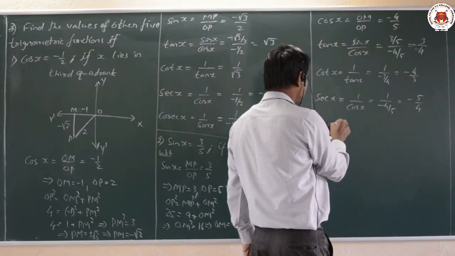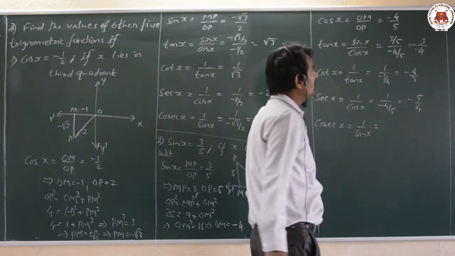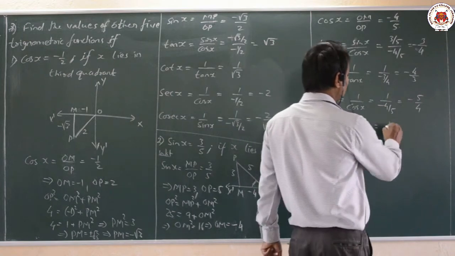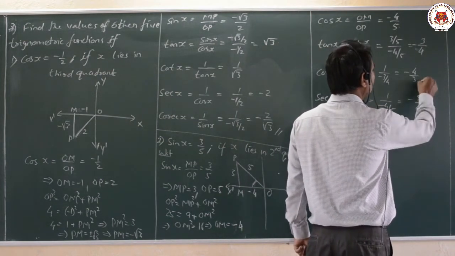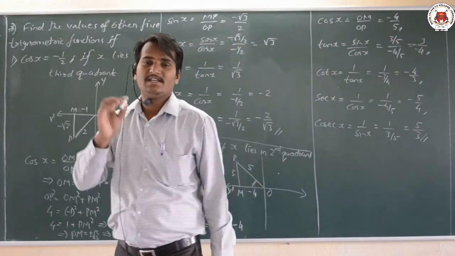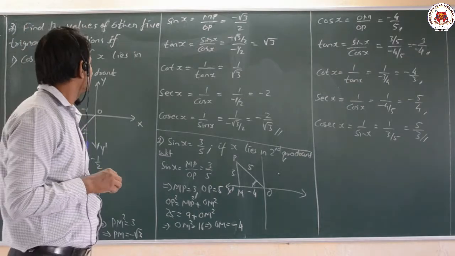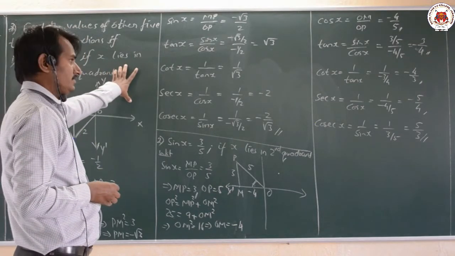And then cosecant x equal to 1 divided by sin x. The sin x value is 3 by 5, that means 1 divided by 3 by 5, the value will be 5 by 3. Okay. Dear students, that is our required very simple example. These are the two problems related to finding the values of the other 5 trigonometric functions.